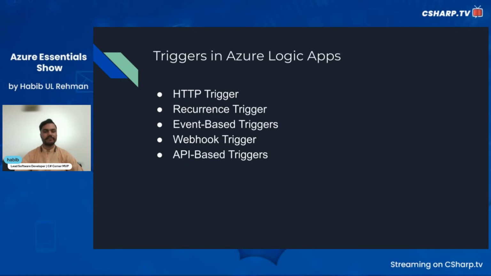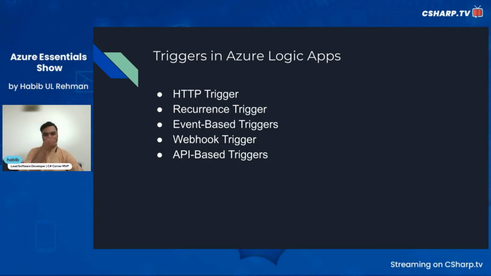Next, we have triggers in Azure Logic Apps. A trigger is an event that starts a workflow in Azure Logic Apps. Each Logic App begins with a trigger, which defines the condition or event that initiates the workflow. Triggers can be time-based, recurring on a schedule, or event-based, which basically means responding to specific changes or events. And there are a few types of trigger.